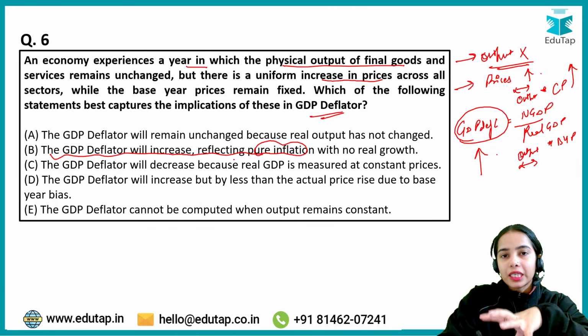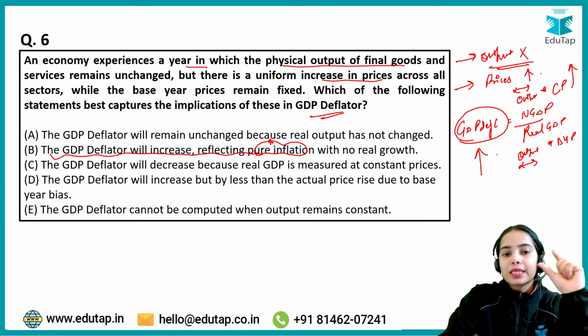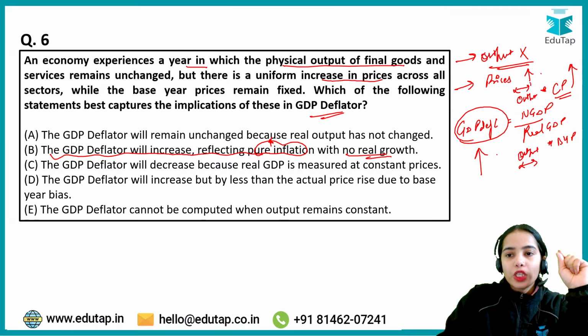Why is the GDP deflator increasing? This is because of the inflation that is happening. This is because of the rise in prices that is happening with no real growth, with no increase in output. Got it? So B is the right answer here.